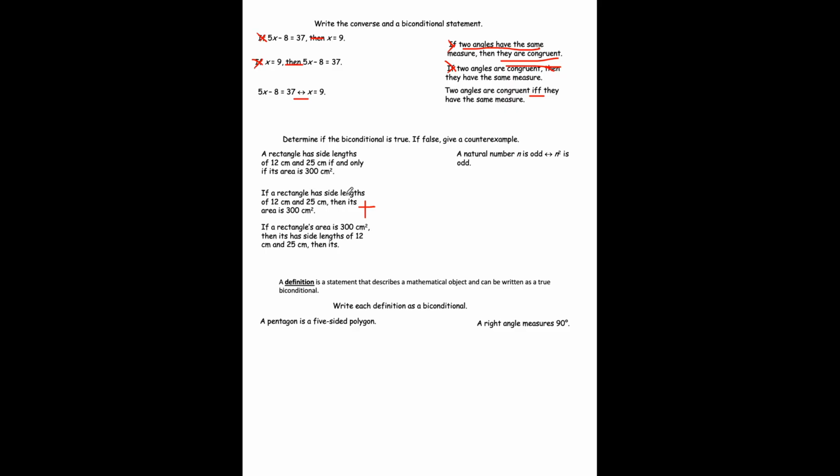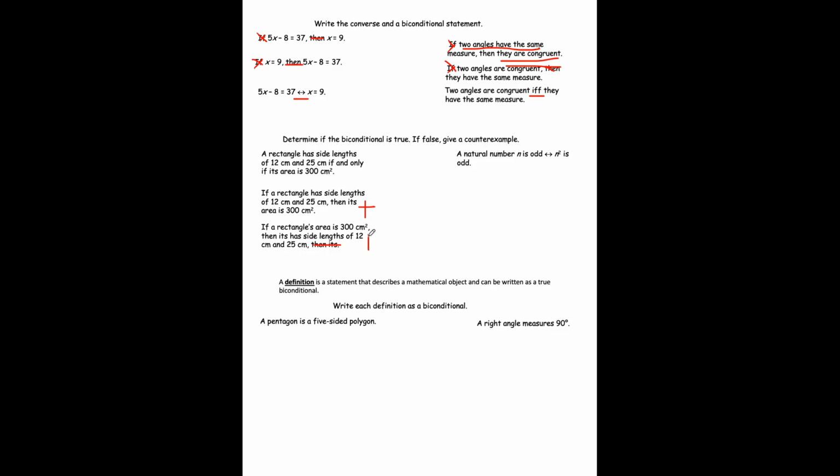Did you write the converse? If a rectangle's area is 300 square centimeters, then it has side lengths of 12 centimeters and 25 centimeters. Is the converse true? Imagine an area of 300 square centimeters. Is it possible that they're only 12 and 25 centimeter lengths? No. The dimensions could be 15 and 20 centimeters. So this is false because not every 300 square centimeter rectangle has dimensions of 12 and 25.